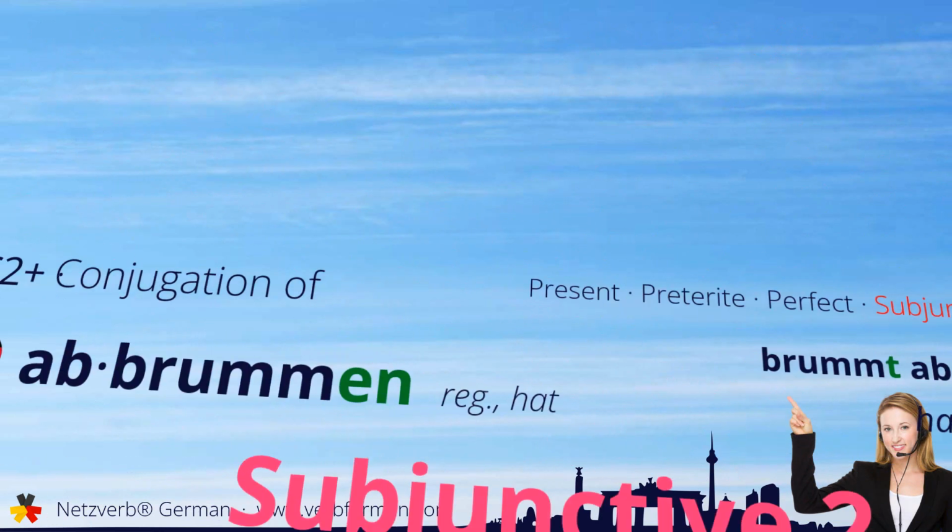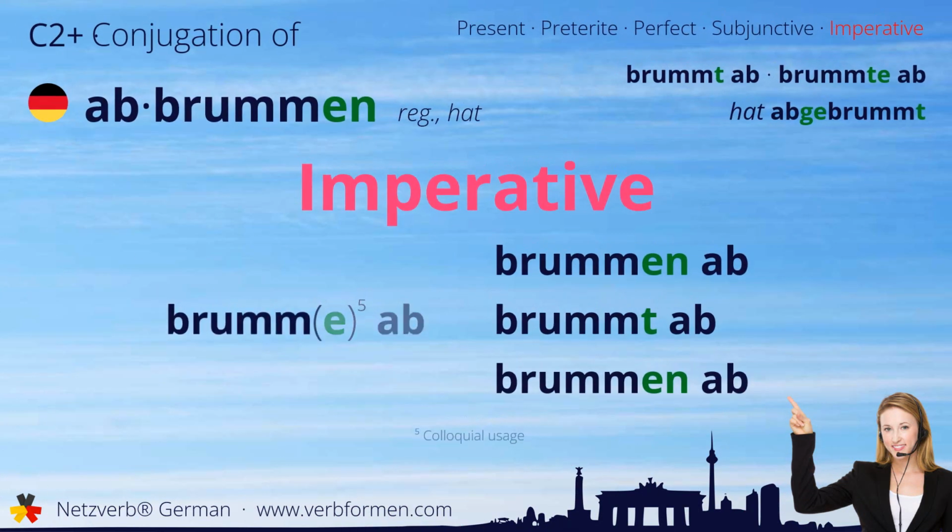And finally, we'll cover the imperative. Brumme ab du. Brummen ab wir. Brummt ab ihr. Brummen ab sie.